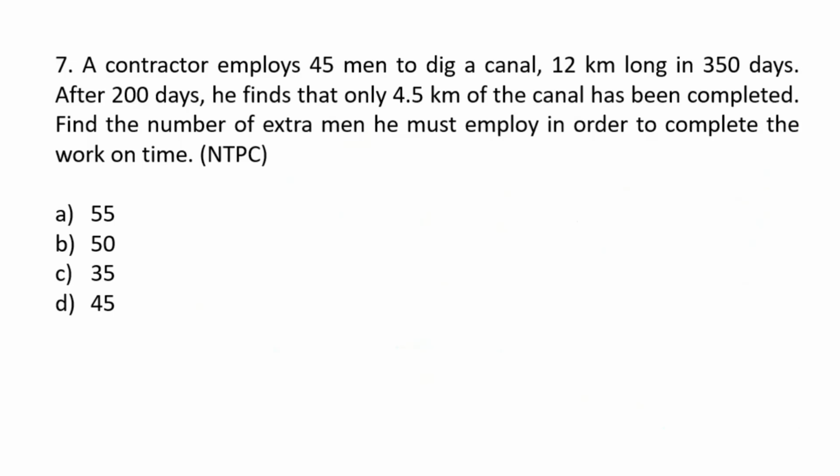Read it once. A contractor employs 45 men to dig a canal 12 km long in 350 days. After 200 days, he finds that only 4.5 km of canal has been completed. Find the number of extra men he must employ in order to complete the work on time.